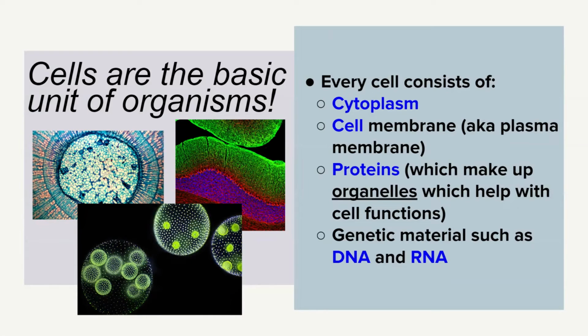Every cell consists of cytoplasm. Cytoplasm is that gel-like substance that fills up the interior of a cell. Then there's a membrane, a cell membrane. We sometimes also call it the plasma membrane, and it encloses the cell. Usually there are gaps that let things in and out of the cell. No matter what kind of cell we're dealing with, whether it's bacteria or a human cell, we have a cell membrane around it.